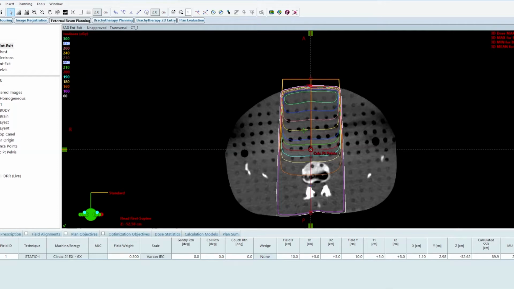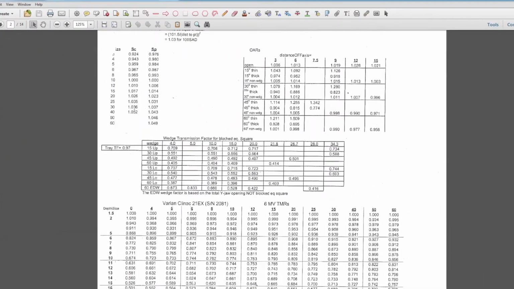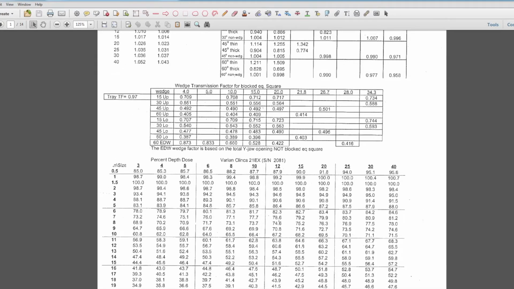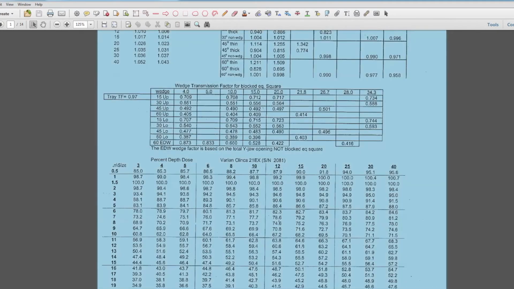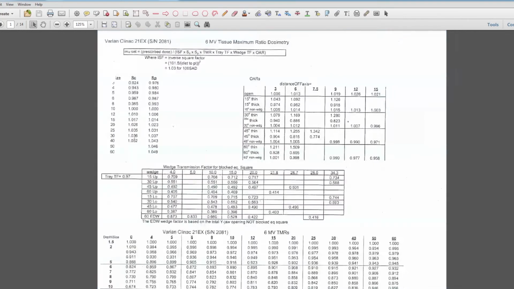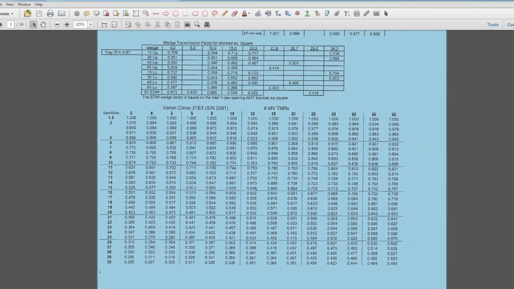So I have a data table for 6x, and this time instead of percent depth doses, I have tissue maximum ratios. Before, this was my percent depth dose table. If you remember from week 2, I have a 10 centimeter field size, and then my 10 centimeter depth. My percent depth dose is 66.4. If I go to my tissue maximum ratio tables, I have a 10 centimeter field size here, and my tissue max ratio, my TMR, at 10 centimeters is 0.774. So I get a different depth component.